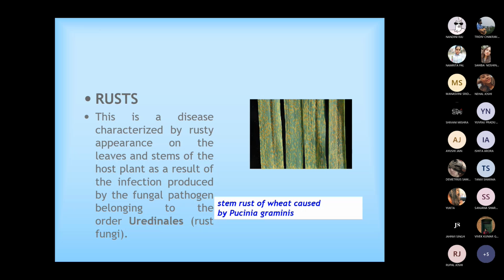So they have a rusty appearance on the leaves and stems of the host plant due to the infection caused by the Uredinales rust fungi. So we have a stem rust of wheat, and it could be a yellow rust, it could be a black rust also. There are 2-3 types of rust that are caused by this Puccinia species on the wheat.